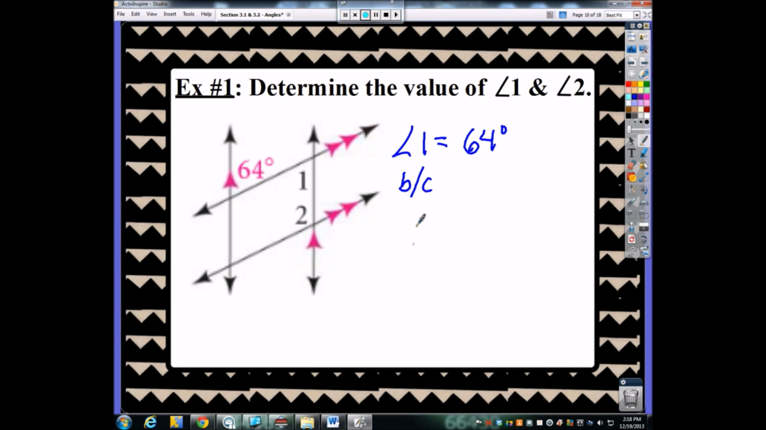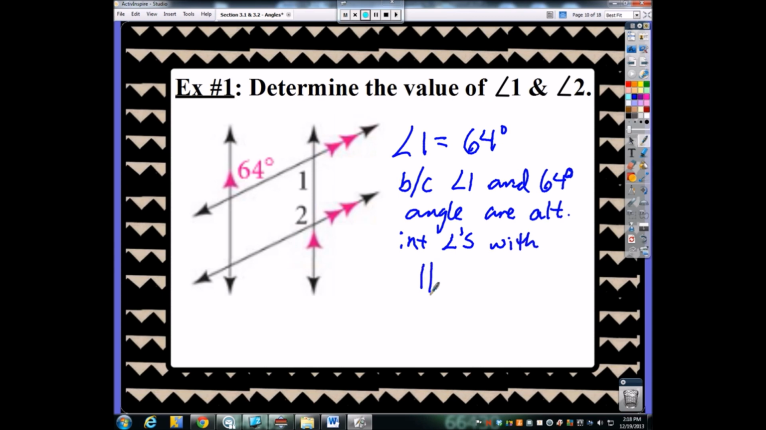So I'm just going to say, quite simply, because angle 1 and the 64-degree angle are, and here I'm going to do some abbreviating, alternate interior angles with parallel lines. Okay, so I'm using that justification there. Since I have parallel lines, I have alternate interior angles, therefore they are congruent. So 1 is the same as 64. All right, perfect. So let's put that in here in my picture. 1 is 64 degrees.